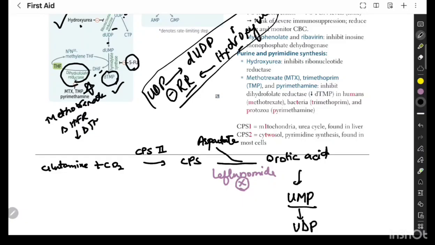DTMP is decreased where we give methotrexate in cancer. So we are destroying human cells with methotrexate, right? They would also give you pyrimethamine in the same stem. You would be like, oh my god, they have the same mechanism of action. So what am I going to do?